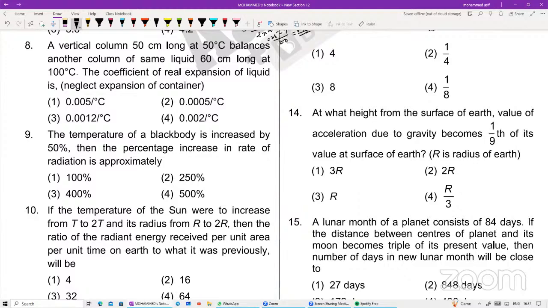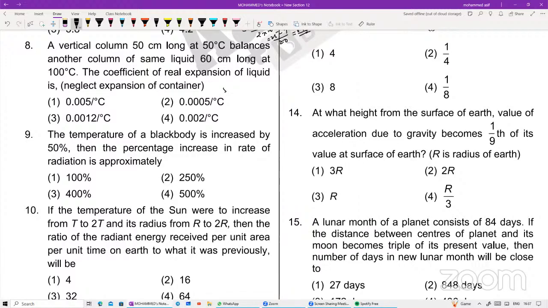See, this vertical column 50 centimeter long at 50 degrees Celsius balances another column of the same liquid 60 centimeter long at 100 degrees Celsius. That means both will remain in equilibrium. The pressure on both sides will remain the same. As they are at the same level, the pressure must be equal.